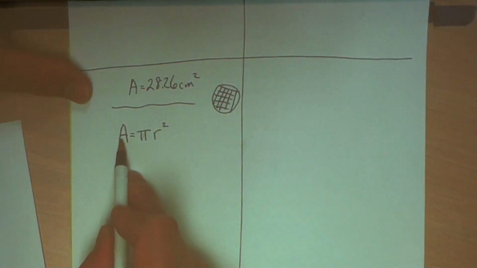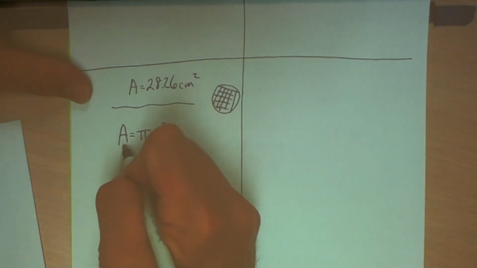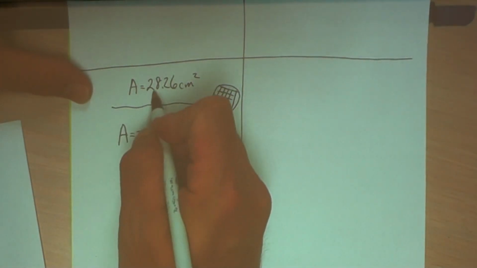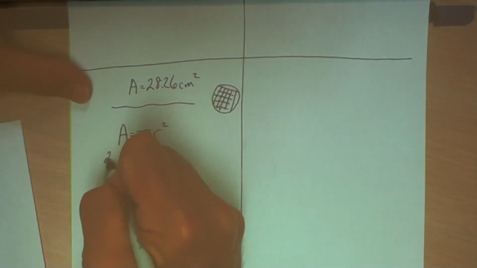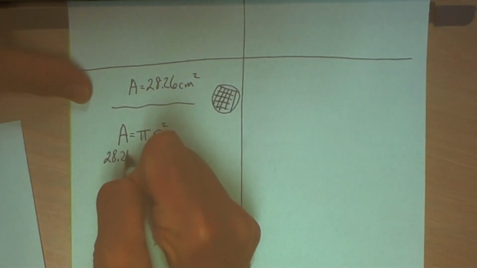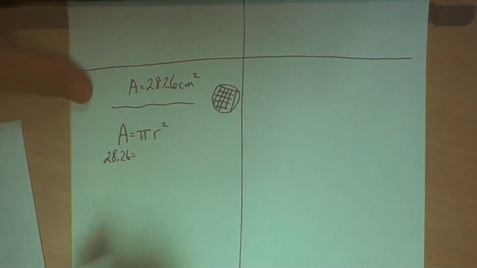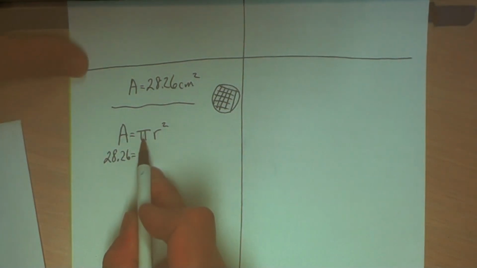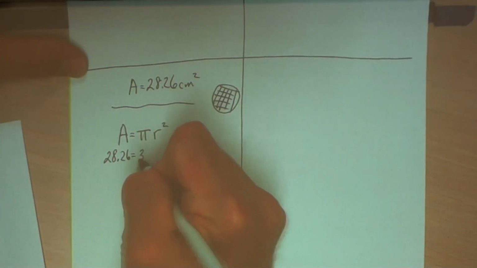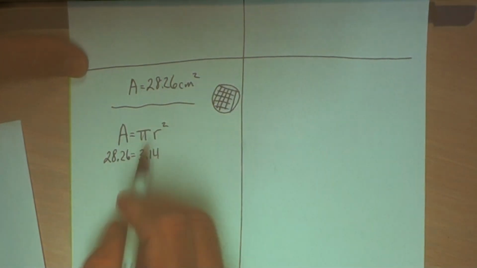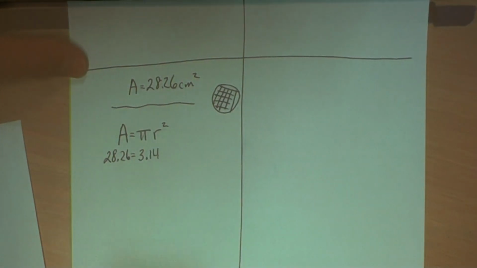So the formula I am going to use for area of a circle will now be used to substitute in known values. For example, area I know is 28.26. I can substitute that value in place of the variable. The Greek letter pi is also a variable. I can substitute 3.14 in place of that. R squared I have not done anything to yet, so I simply write r squared.